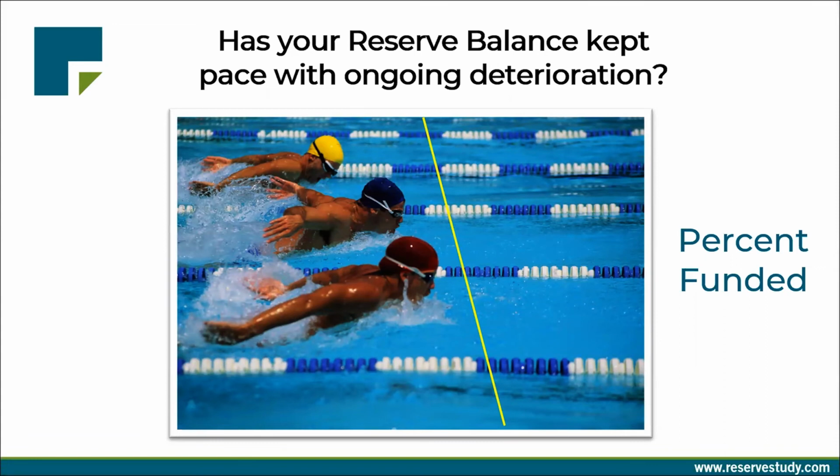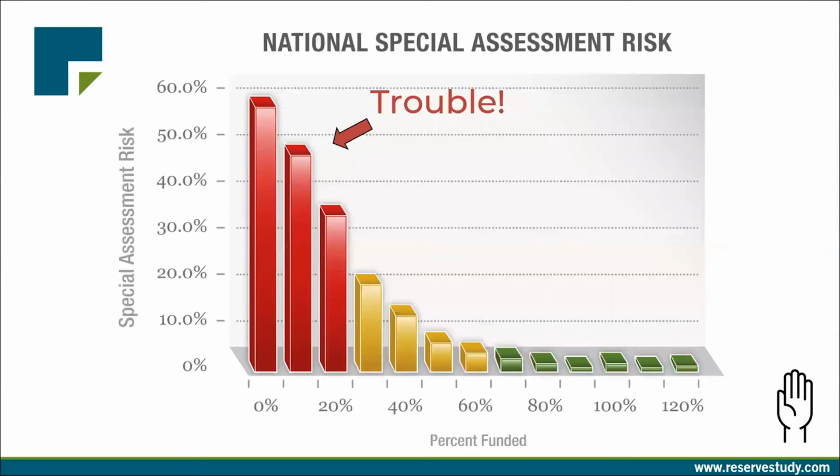Percent funded reveals the result of that funding, if the resulting reserve balance has kept pace with the ongoing deterioration over the years. It's kind of like the world record pace line that you sometimes see in a swim race. It allows you to know how we're doing in comparison. Now, this next chart shows you why percent funded really matters.